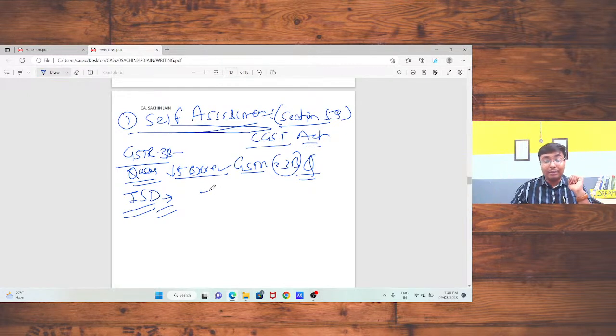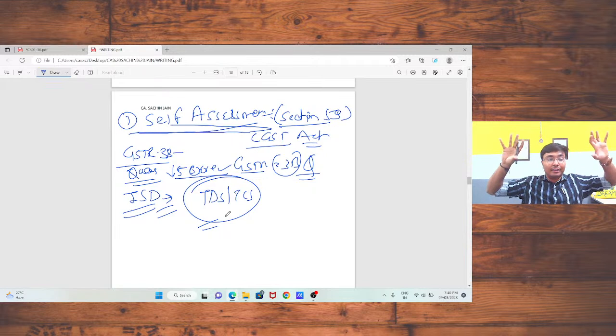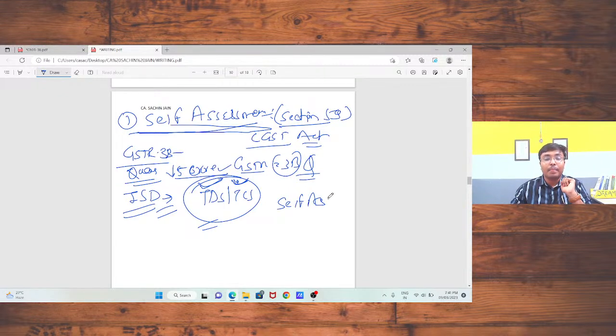Okay, if I am a TDS deductor or TCS deductor, that is, if I have taken any government contract and I am going to construct a building for any governmental authority, that is central government or state government, when government makes the payment to me, government will deduct TDS or TCS under GST. So government needs to file the GSTR return. When government is filing their return, that means government is doing self assessment.